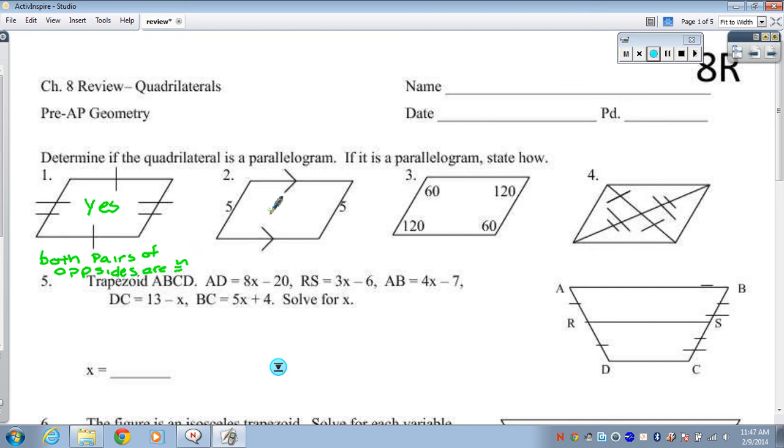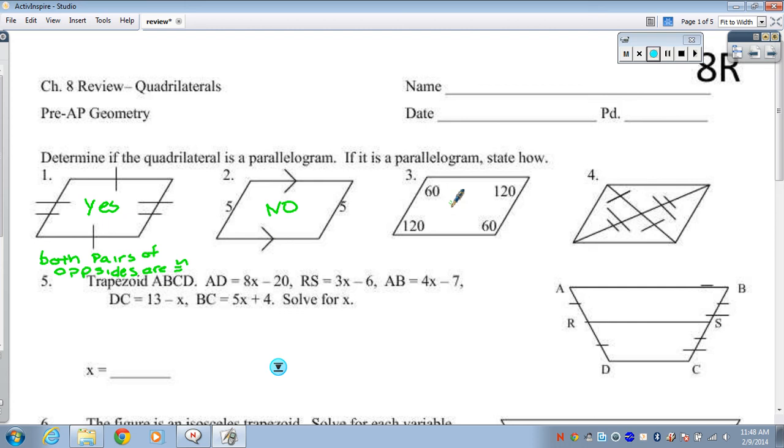Second one, no. You cannot prove this is a parallelogram. If this side and this side were also congruent and parallel, then yes, it would be a parallelogram. What we know is these two sides are congruent and these two sides are parallel. That is not enough information to prove that it is a parallelogram.